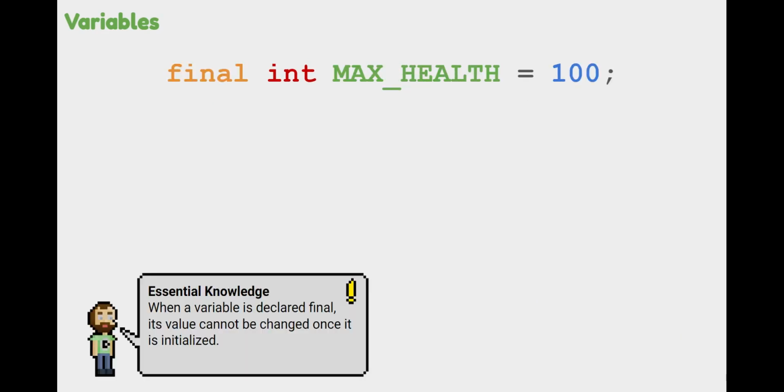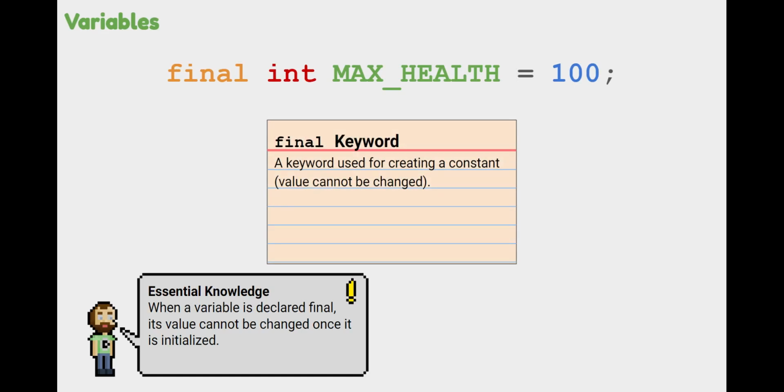When we are declaring our variables, we can also use the Java keyword final. This is one of our other essential knowledge. When a variable is declared final, its value cannot be changed once it is initialized. So the final keyword is a keyword used for creating a constant, a value that cannot be changed.